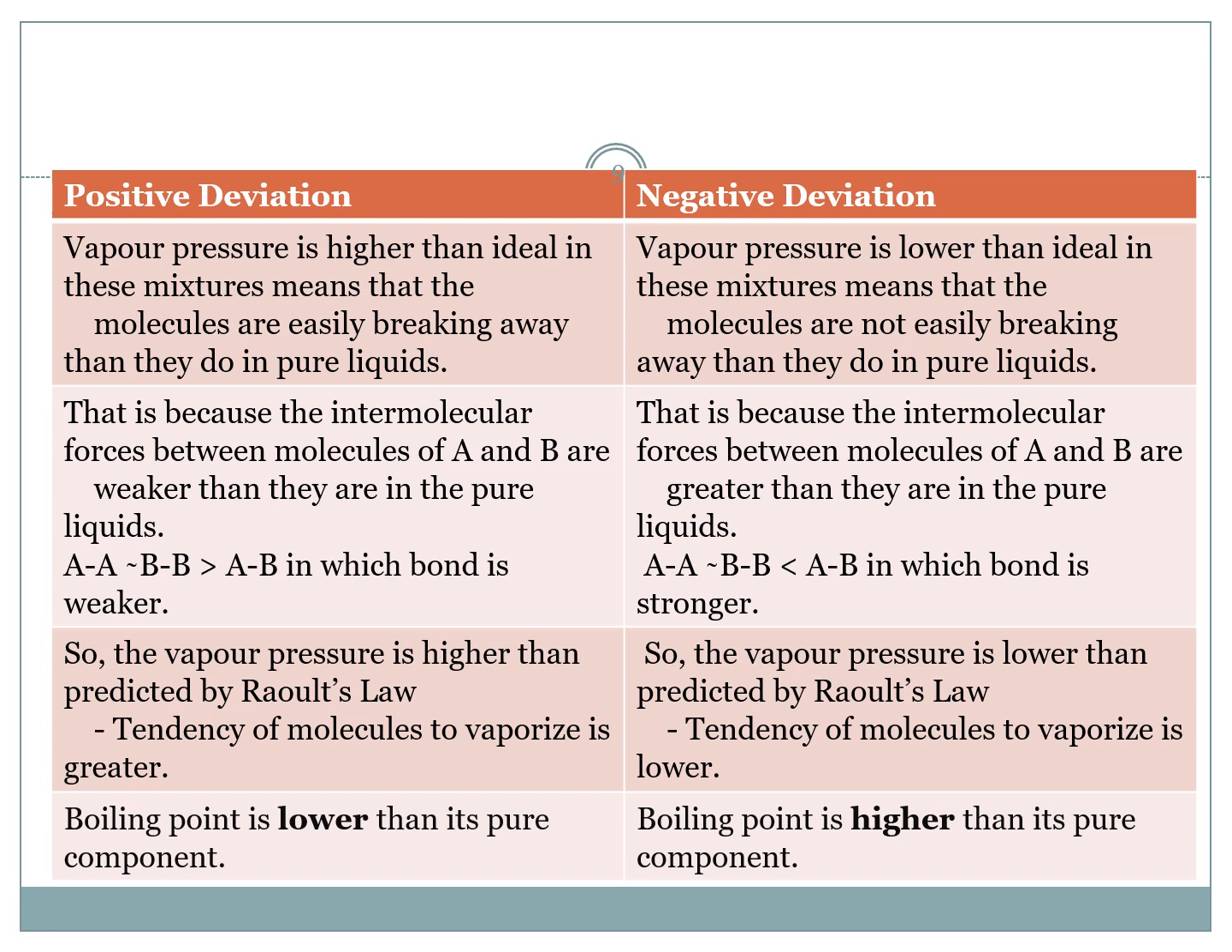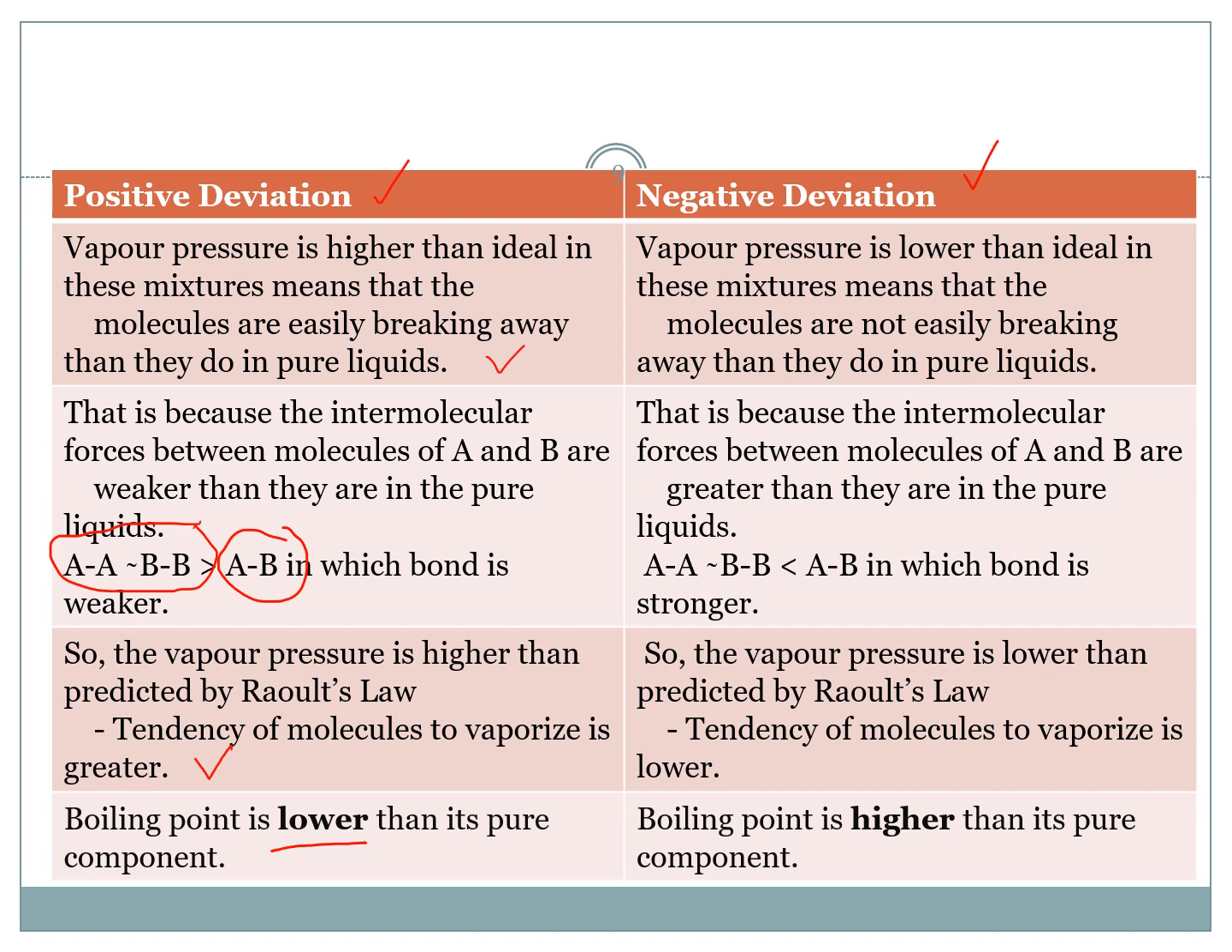There are two types of deviation from ideality. The first one is positive deviation and second one is negative deviation. For positive deviation, vapor pressure is higher than ideal in this mixture, means that the molecules are easily broken away than they do in pure liquid. That is because the intermolecular forces between molecules of A and B are weaker than they are in the pure liquid. So the vapor pressure is higher than predicted by Raoult's law. Maksudnya the tendency of molecule to vaporize is greater. So the boiling point is lower than its pure component.